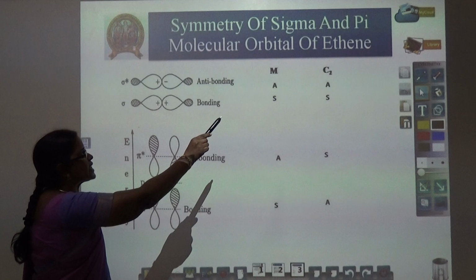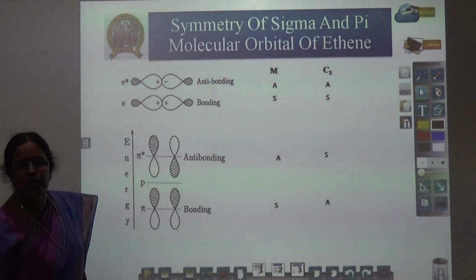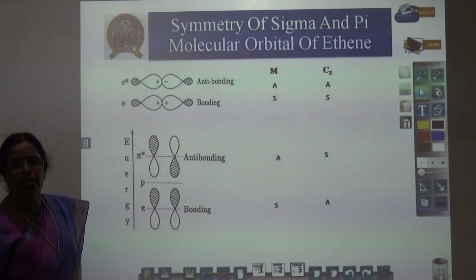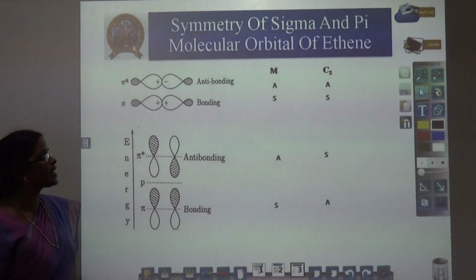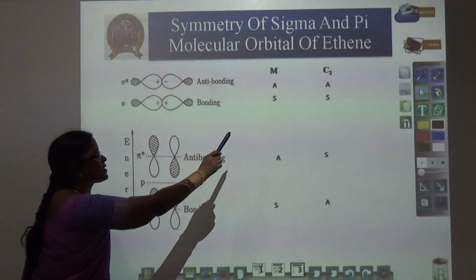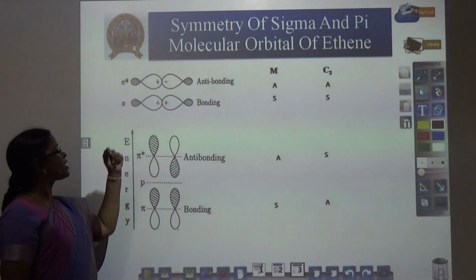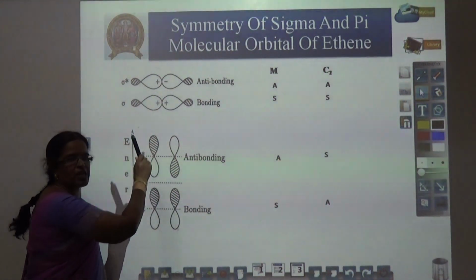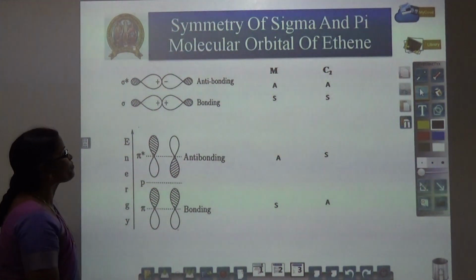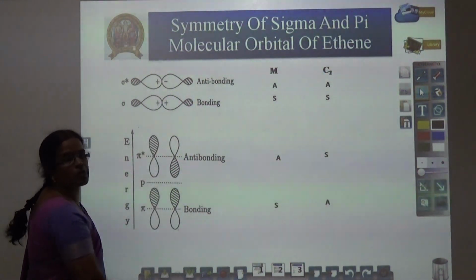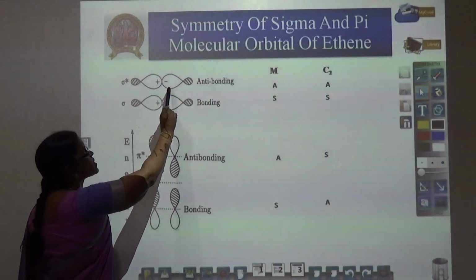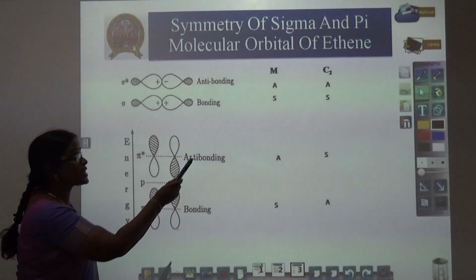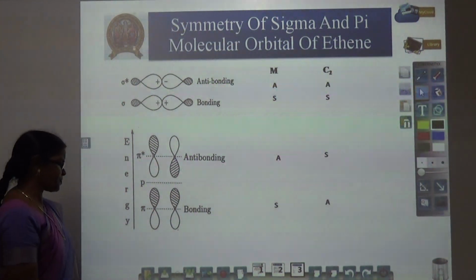The next designation is the C2 axis of symmetry. What is the C2 axis of symmetry? After rotation of this bonding molecular orbital by 180 degrees, the same appearance is obtained. It is a symmetric orbital. If this molecular orbital is rotated by 180 degrees, we will get again the same picture, so it is a symmetric orbital. Whereas if this orbital is rotated by 180 degrees, the signs are changed. The resultant orbital is not similar to the starting one, so it is designated as an asymmetric orbital.